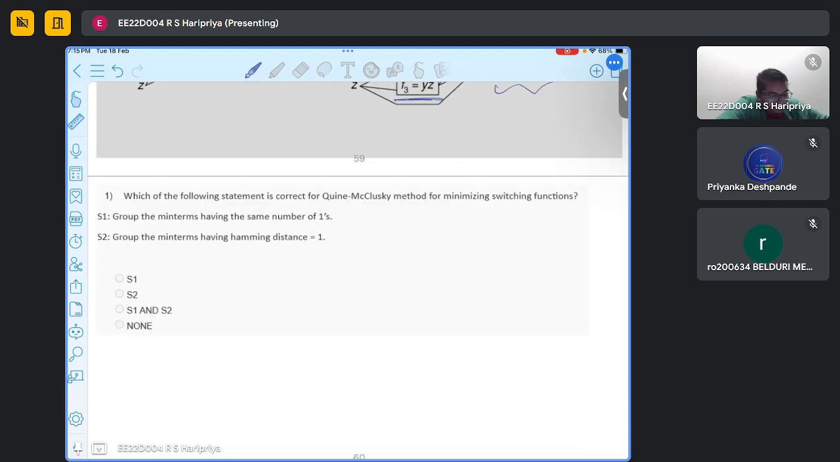Which of the following statements is correct for the Quine-McCluskey method for minimizing switching functions? S1, group the minterms having the same number of ones. S2, group the minterms having the Hamming distance 1. So what is the answer?